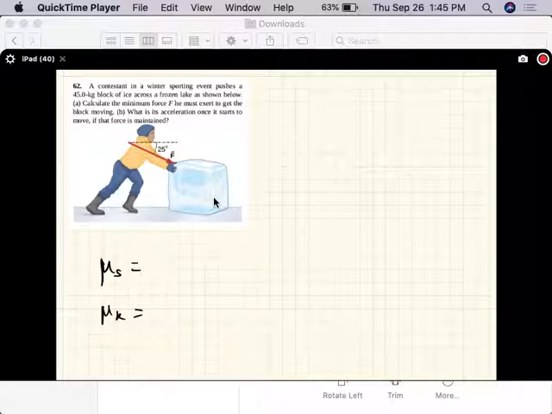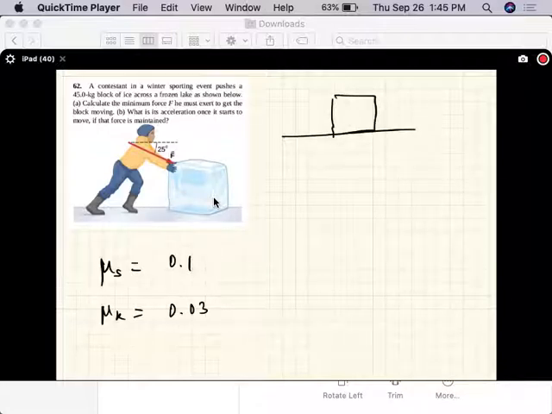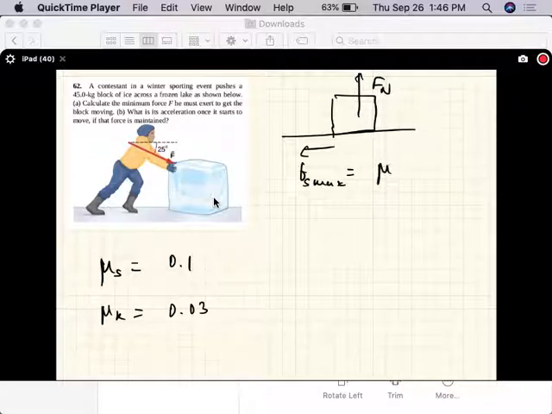Ice for static is 0.1. Kinetic is 0.03. Okay. All right, so now let's set up the equations. Okay, so the maximum static friction force is mu s times the normal force. Okay, and here is F.